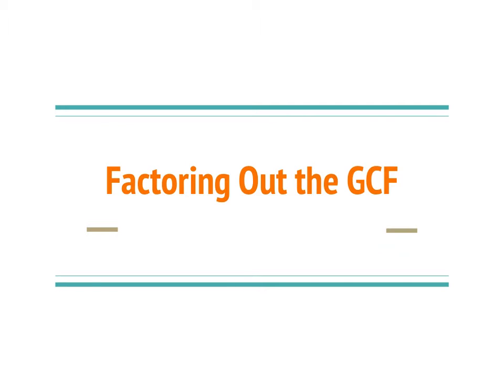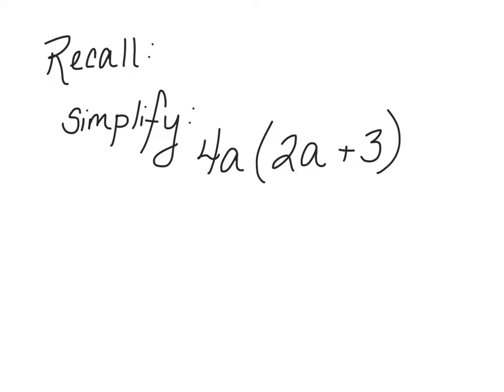In this lesson, we're going to review how to factor out the GCF. So recall how to simplify an expression that looks like this: 4a times the quantity of 2a plus 3. If you were told to simplify, I think you know that means you need to apply the distributive property, which would give you 8a to the second power plus 12a.